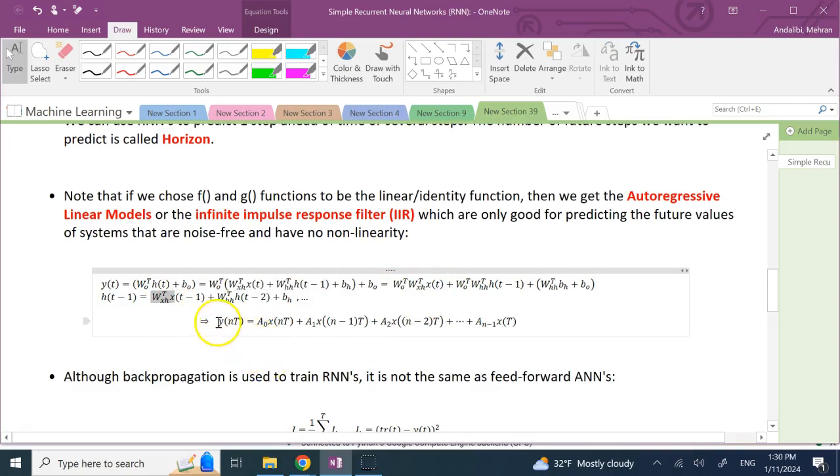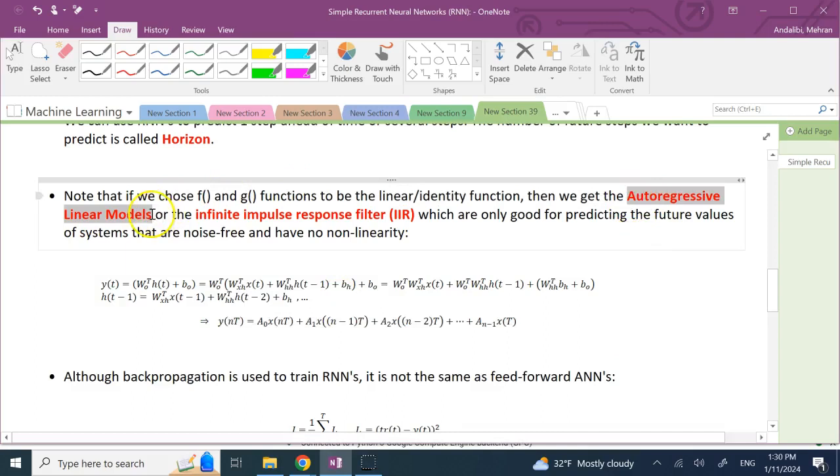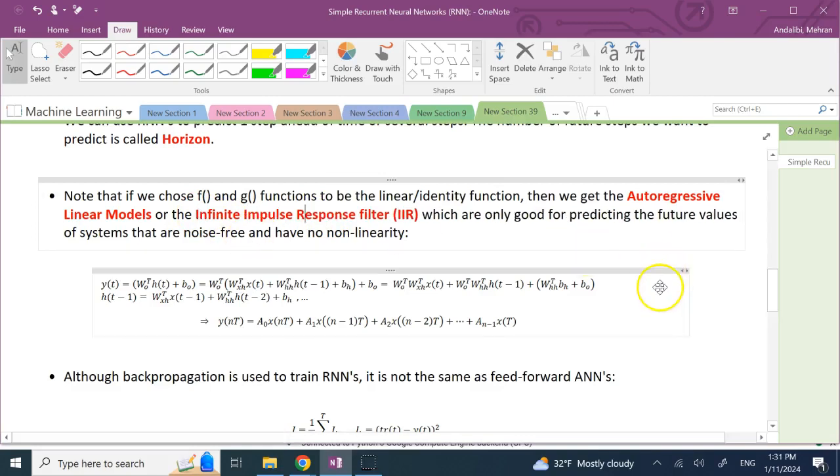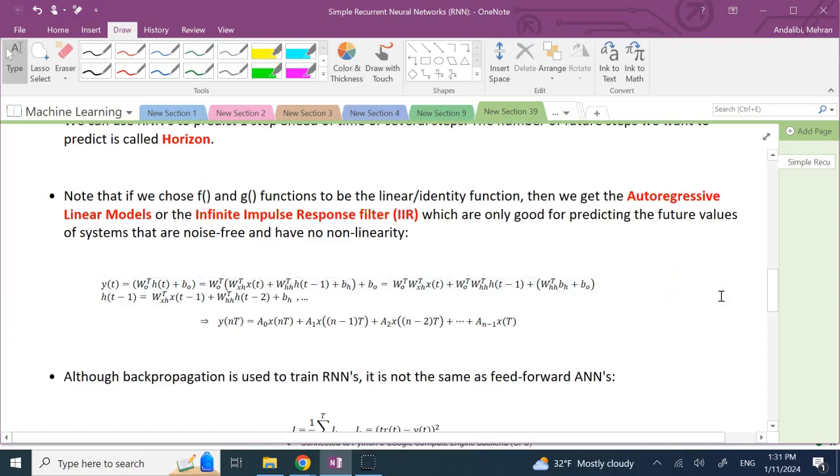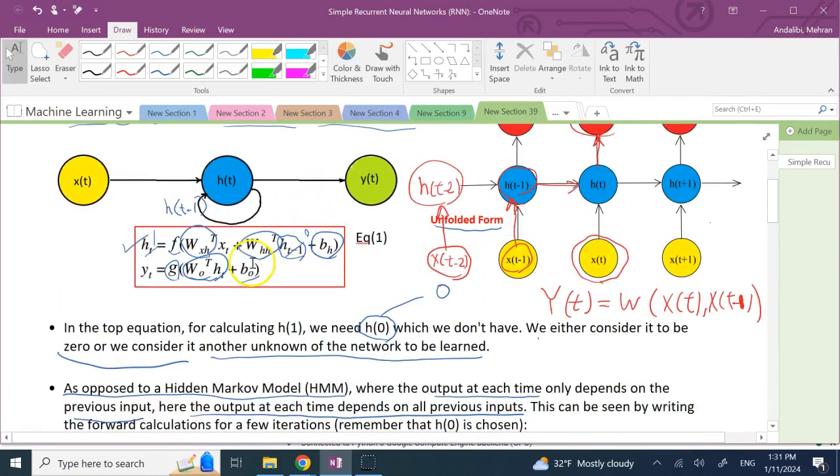And if you keep doing that, ultimately you see that y at time t, where t here is like a sample time, is going to be some constant times x at that point, plus some constant times x at the previous point, x at the 2 previous points, all the way to x at the first sample point. And this is what you know as an autoregressive linear model, or in signal processing, people call it an infinite impulse response filter, an IIR filter. So if you hear the words autoregressive linear model or IIR filter, these are a simplified version of a recurrent neural network where f and g are simply the identity functions.